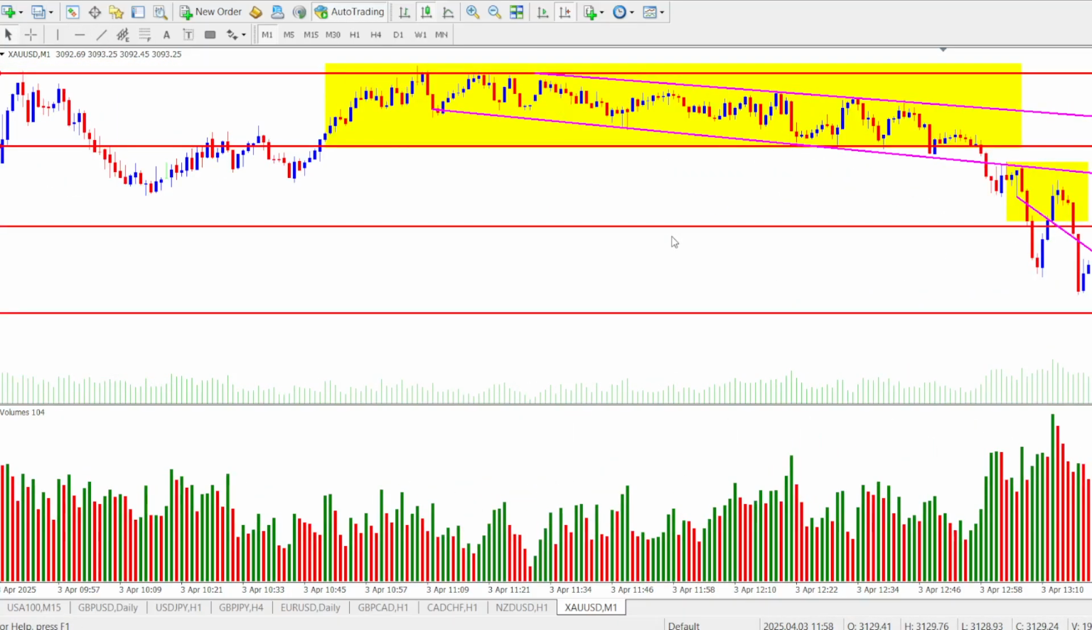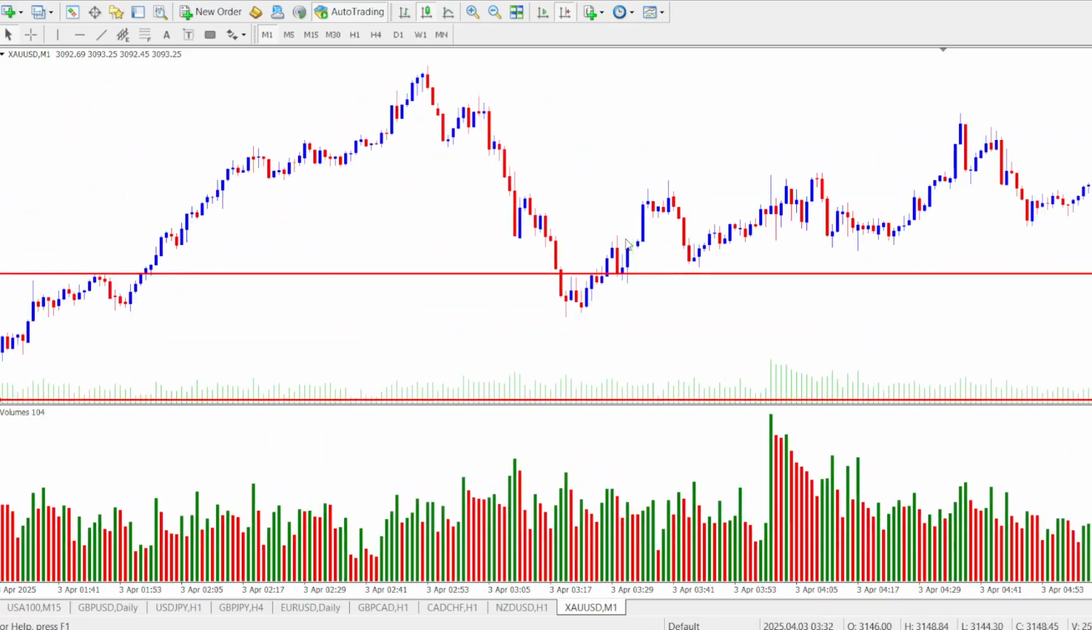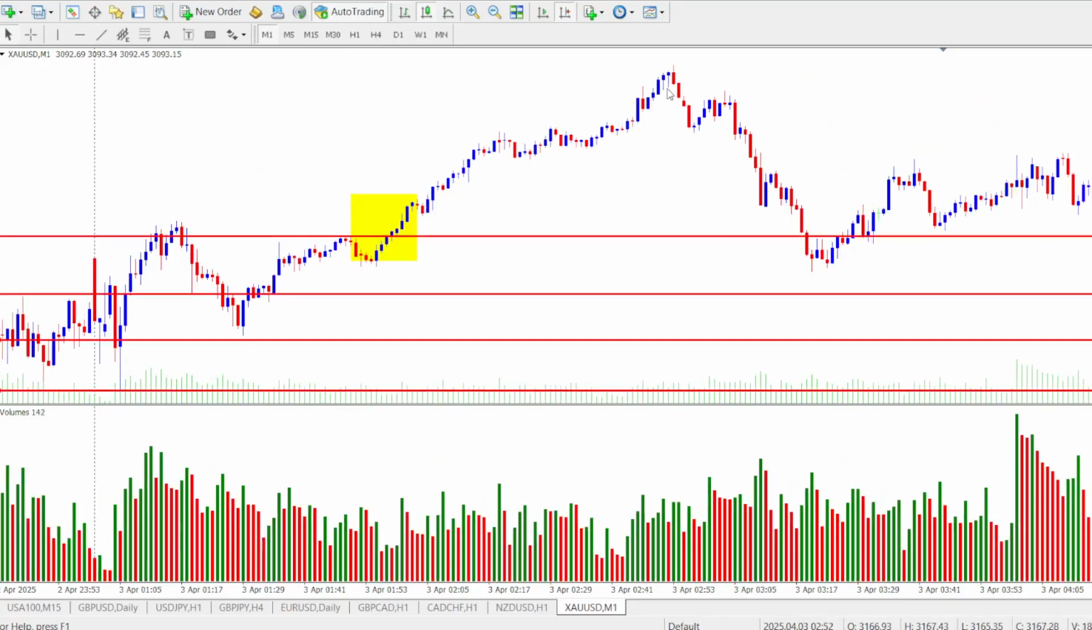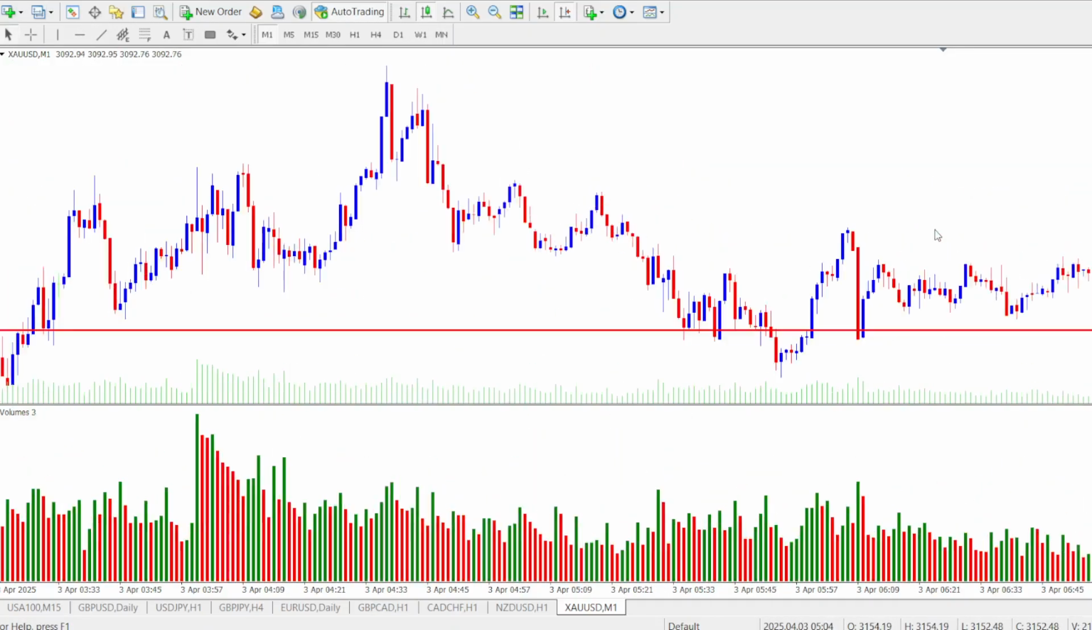But if it is a buy trade, maybe a bullish breakout, after the breakout has been confirmed, we can see there was actually a little spike here. So after the breakout has been confirmed, you can enter your buy, set your stop loss below the breakout level. Your take profit can now be around key resistance zones.